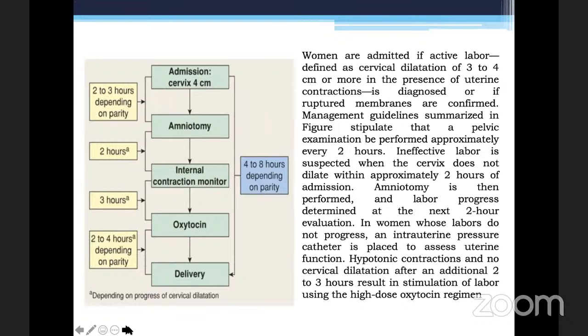In women whose labor does not progress, an intrauterine pressure catheter is placed to assess uterine function. Hypotonic contractions and no cervical dilatation after an additional 2 to 3 hours result in stimulation of labor using the high-dose oxytocin regimen.